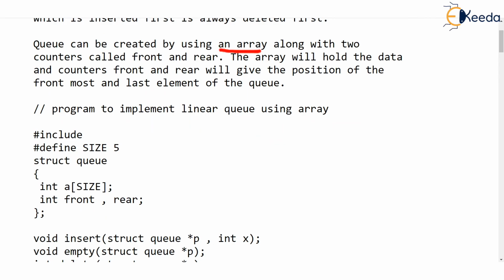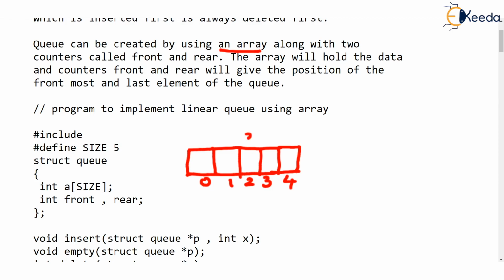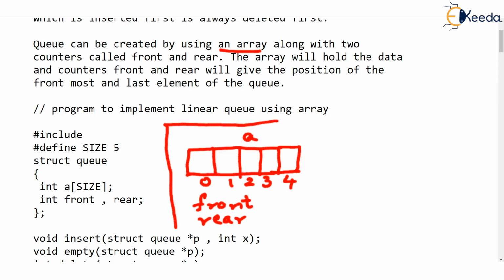Now you can think of a queue like this. Let's say that we have an array of fixed size. Obviously, an array always has fixed size. Let us say the size of the array is 5 elements, and indexes are 0, obviously it starts with 0, goes up to 4. Let's name the array as A. And along with this, we have two integer counters, front and rear. Now this entire unit, this collection, which is an array of fixed size and two integer counters, makes up a queue.